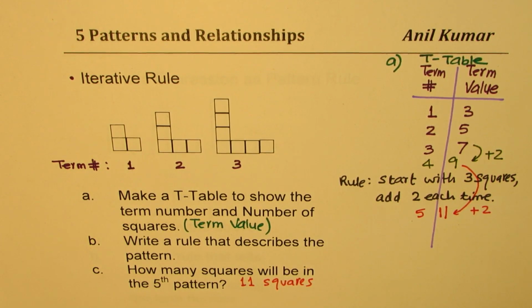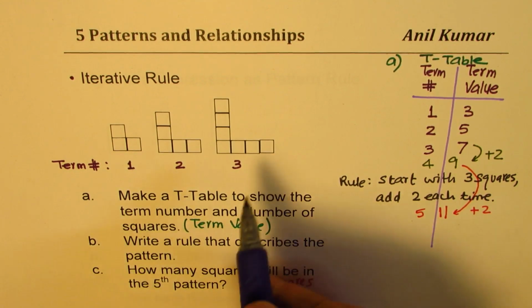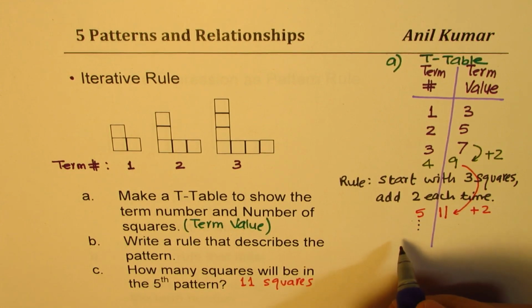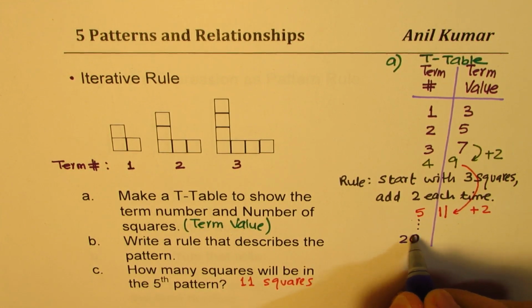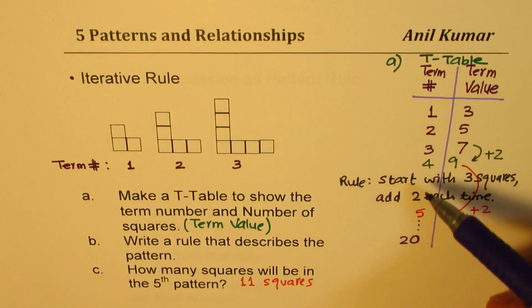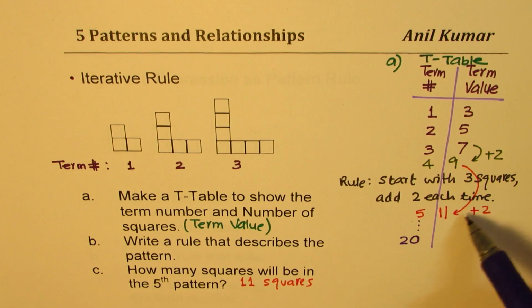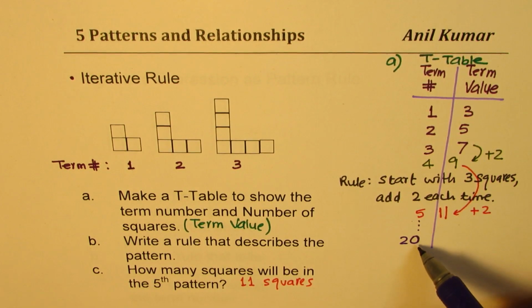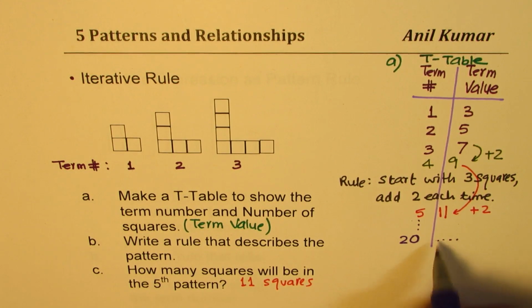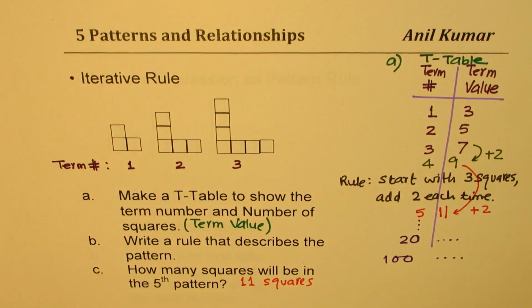Now, there is a difficulty. The difficulty is that if I tell you to find how many squares will be in, let us say, the 20th term, what will you have to do? You have to extend this table and keep on adding 2 each time till you reach 20. That will be a very difficult job, and it is going to take a long time. And if I say 100th term, then it's even more difficult.